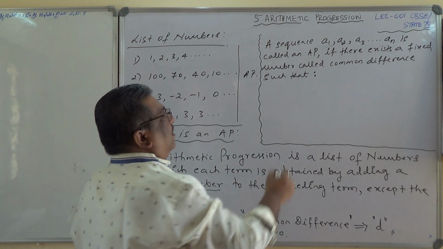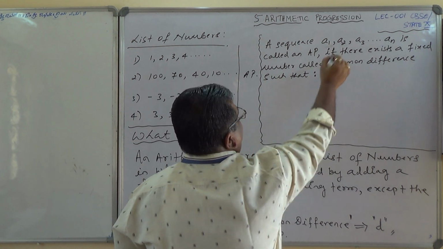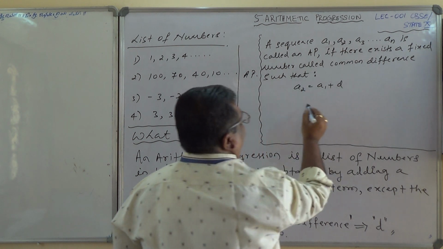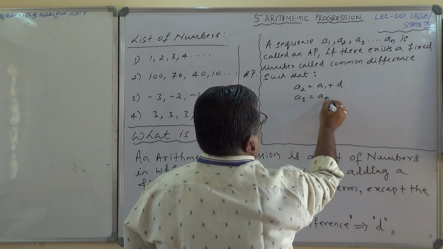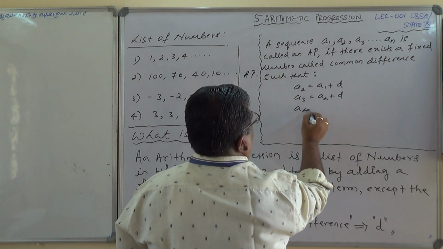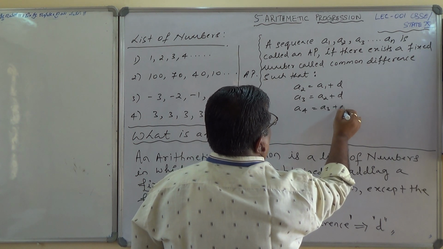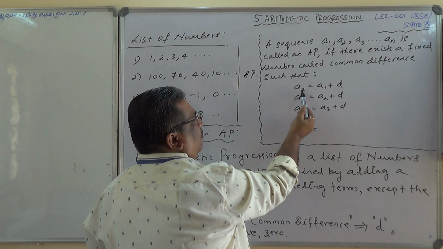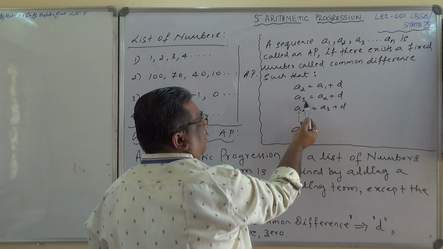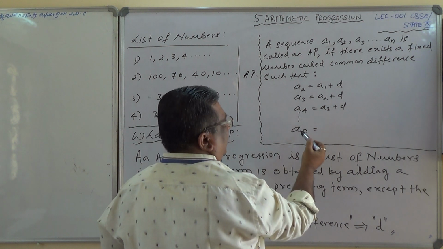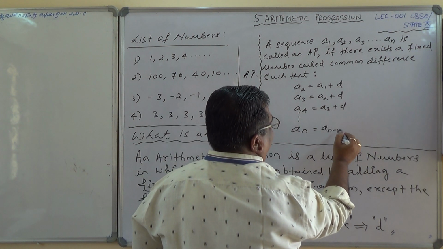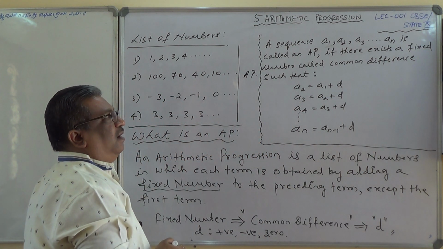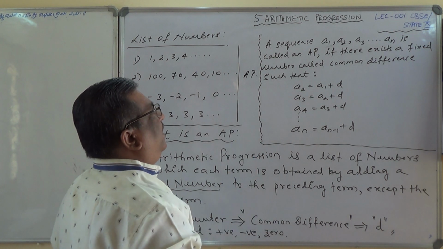See here, first term as it is, second term how do you obtain? A2 equals first term plus common difference, A3 equals A2 plus D, A4 equals A3 plus D. So it will continue. AN equals, if it is 2 it is 1 less, if it is 3 here 1 less, if it is 4 1 less, if it is AN 1 less, AN minus 1 plus D. So this is how we define an AP.